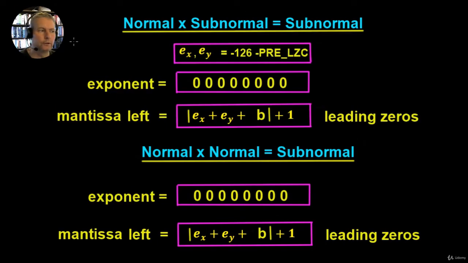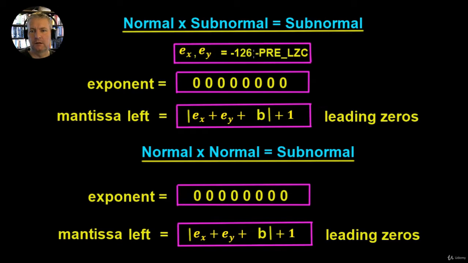Now we're going to look at the final two together. So the normal times the subnormal giving a subnormal, and the normal times a normal giving a subnormal. So we're really interested in when we get a subnormal result. So we've seen the little algorithm we run through.